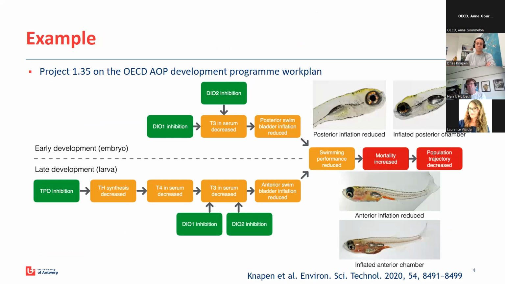For example, you can see that part of this network only applies to early life stages, while another part of the network only applies to later life stages. And as a whole, you could say that in terms of taxonomic applicability, this network only applies to fish species which have swim bladders that consist of two different chambers, because that's the model of the swim bladder that was used for developing this network. So that's how we think in terms of taxonomic domain of applicability of a network of AOPs. So next slide, please.